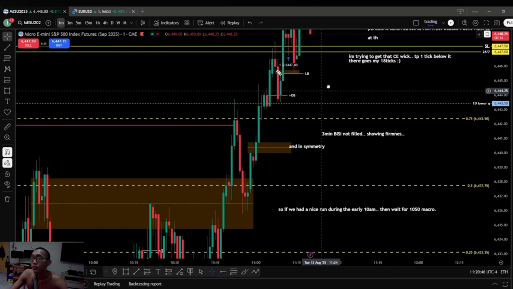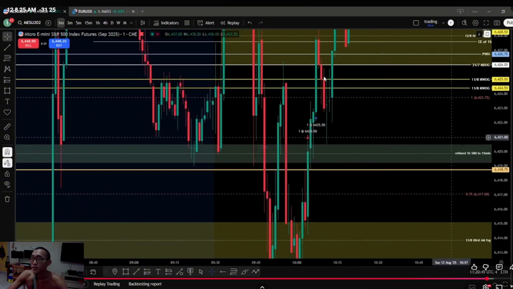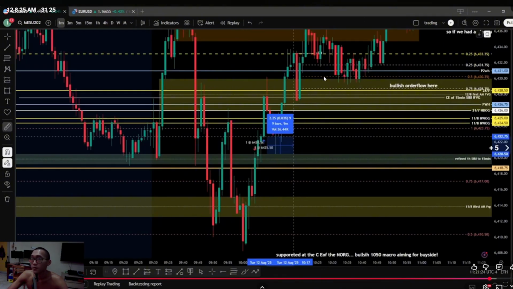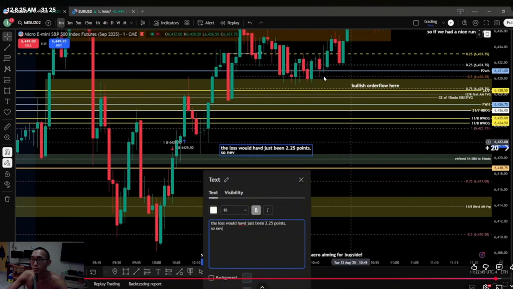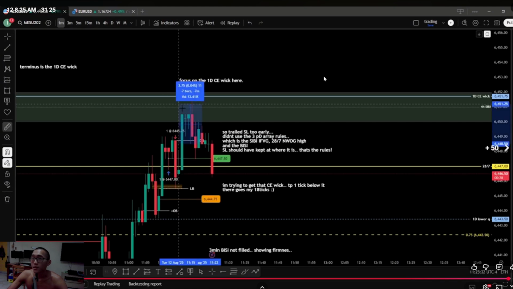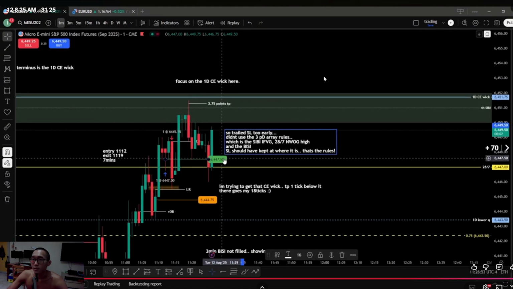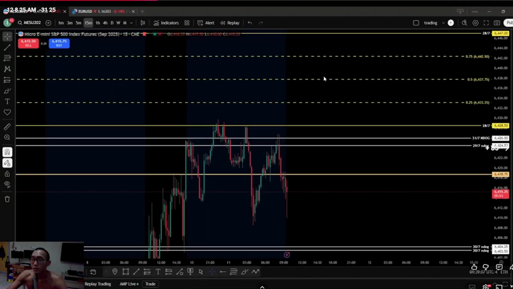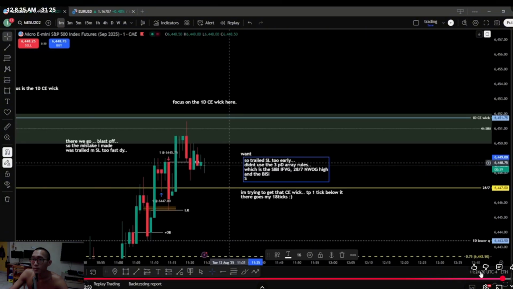Okay, right now stop loss, I'm gonna pull it up to just right here, just below that CB. Okay, so that's why I got stopped out. So just the two trades, and that's basically it. Looks like it didn't reach for the CE wick, and basically that's the story.